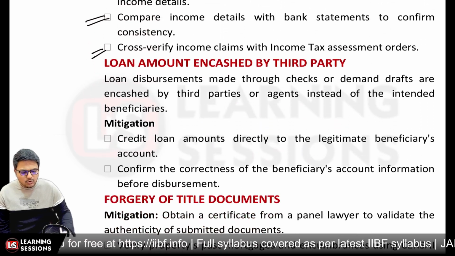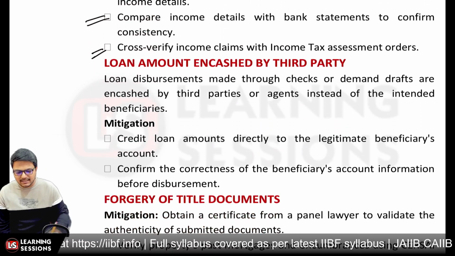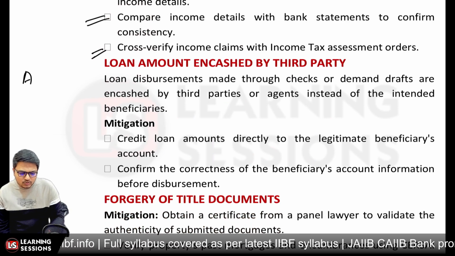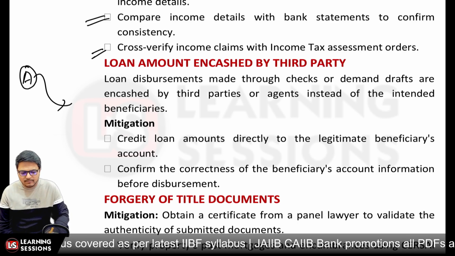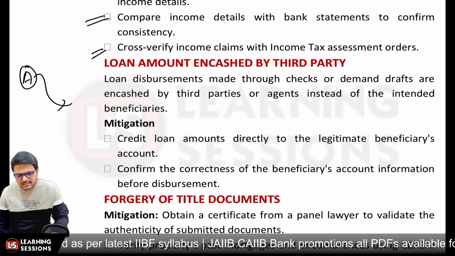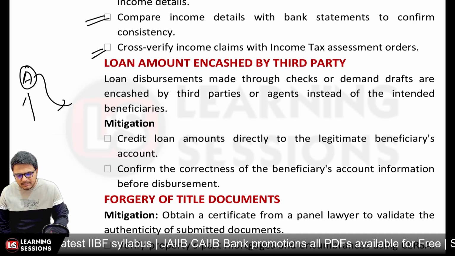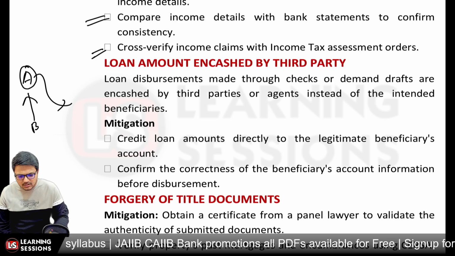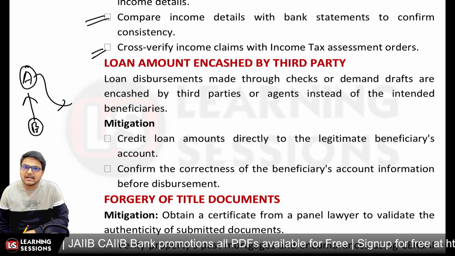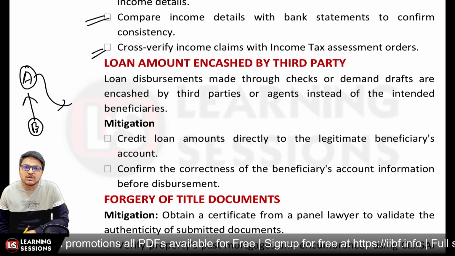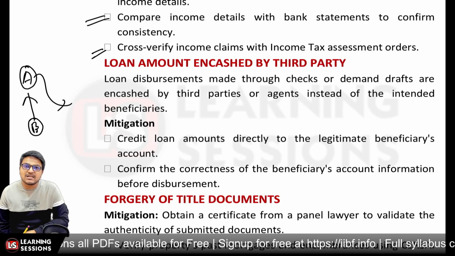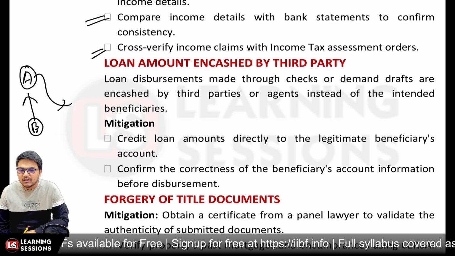Okay. And further, it's related to loan amount encashed by third party. Let's say you gave the loan to person A, you disbursed the loan. And further, let's say person A gave a check to person B which was not used for intended purposes, right? And the amount is actually used by the third party. Loan disbursement made through checks or demand drafts are encashed by third parties or agents instead of the intended beneficiary, right? It could also be the case.